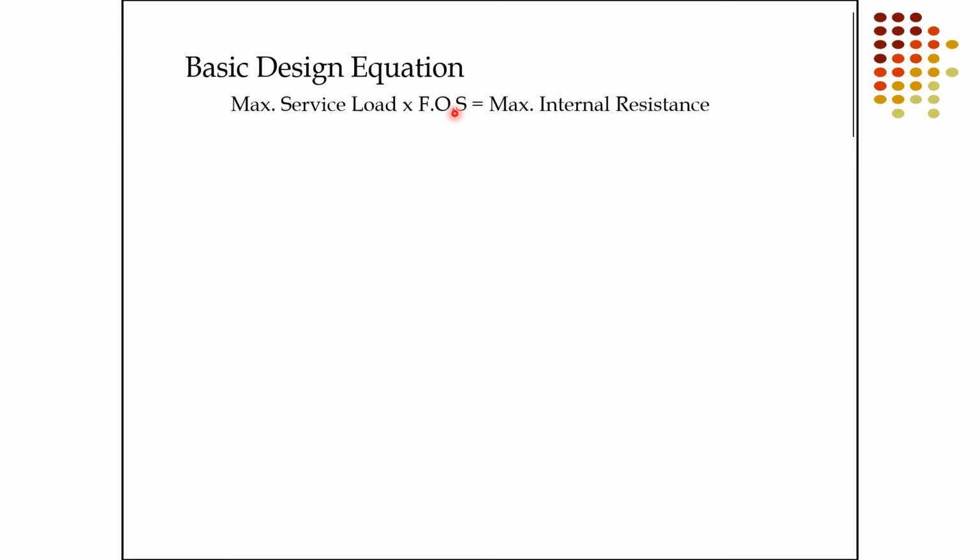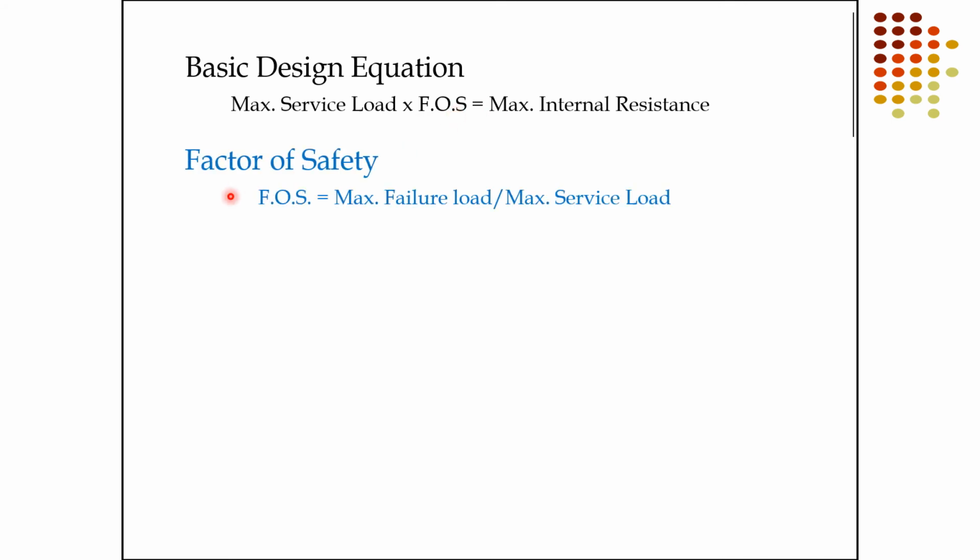So how to calculate the factor of safety? Here, take the maximum failure load, the maximum capacity of this beam. Then divide by the maximum service load that will come, and you will get the factor of safety. You can calculate this factor of safety for any values.